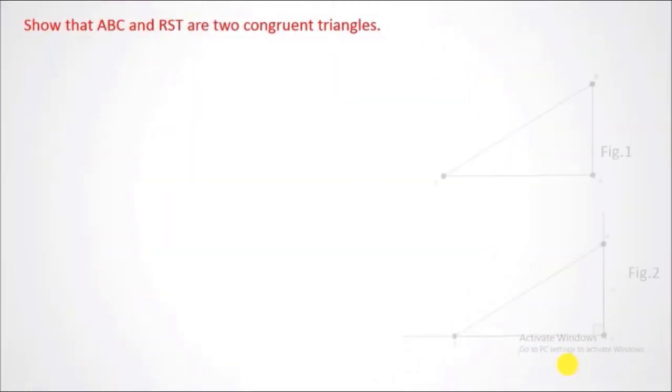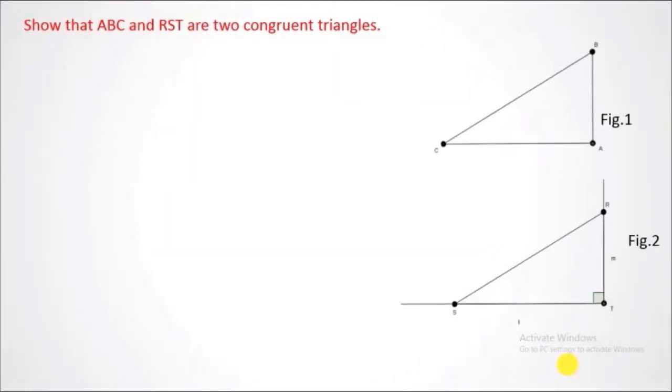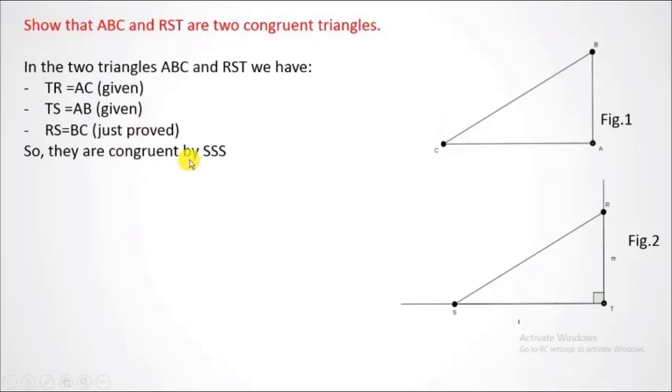The second step, we have to show that ABC and RST are two congruent triangles. So we have to show that this triangle and this triangle are congruent. How? By given AB is equal to TR and AC equal to TS. Also we just proved that RS equal to BC. Hence the two triangles are congruent by SSS. Side, side, side.